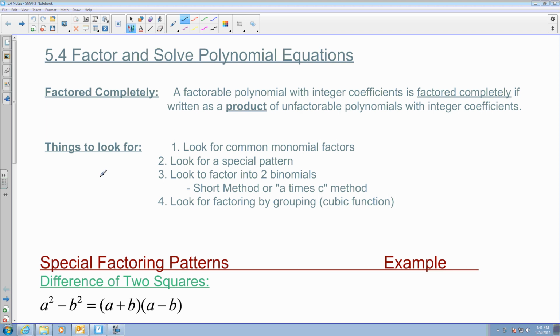The only difference is you have to look for special patterns, or there's a certain way that you can solve it, and it's not always clear cut initially in how you factor these problems. So things to look for: first find a common monomial factor, or just find a common factor in each of these problems. Then you can probably look for the special patterns.